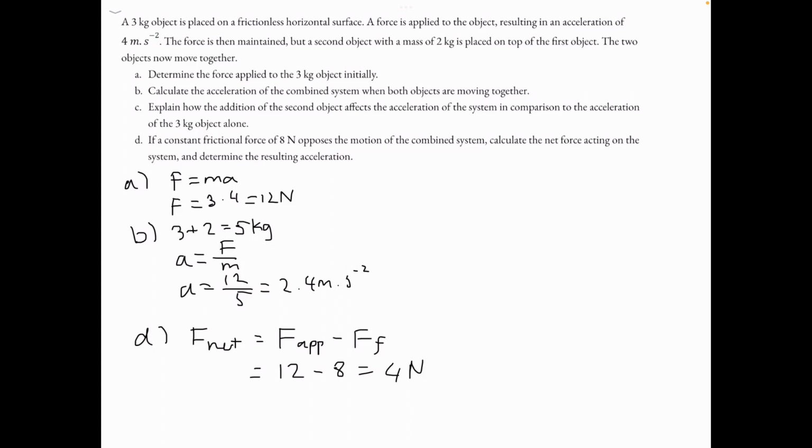Now, using this same formula from part B, we can simply plug everything in, but F is now equal to 4, which would be a is equal to 4 over 5, which is 0.8 meters per second squared.